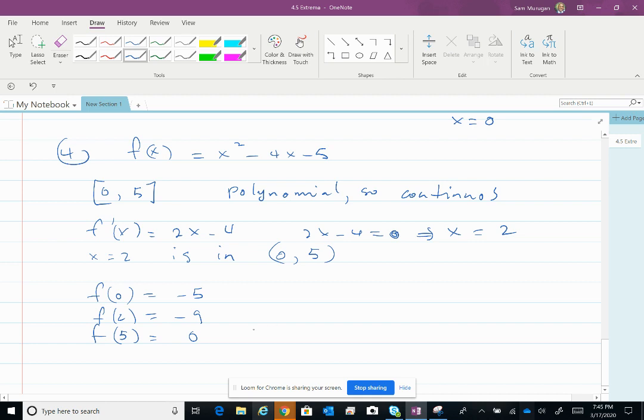So the absolute maximum is 0, the largest number here, because negative numbers are smaller than 0. So absolute max at 0 when x is equal to 5. And the absolute minimum point is the lowest value here, -9, when x is equal to 2.